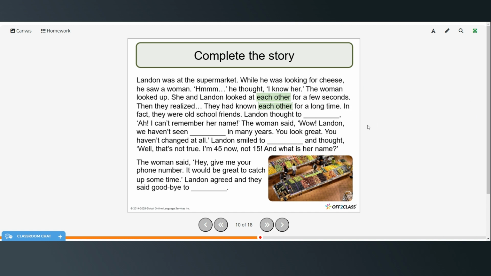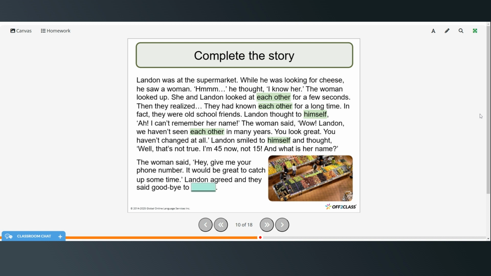for a long time. In fact, they were old school friends. Landon thought to himself, I can't remember her name. The woman said, Wow, Landon, we haven't seen each other in many years. You look great. You haven't changed at all. Landon smiled to himself and thought, well, that's not true. I'm 45 now, not 15, and what is her name?